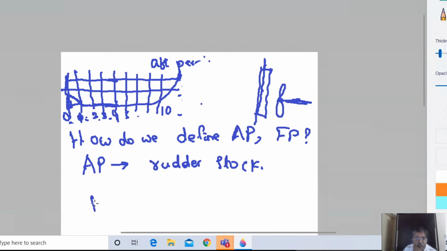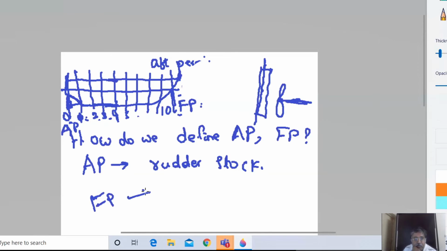And then you have the aft perpendicular. This is the aft perpendicular, this is how it is defined. Then in the front here, actually it should have been station 10, but let's see, this one is known as the forward perpendicular.